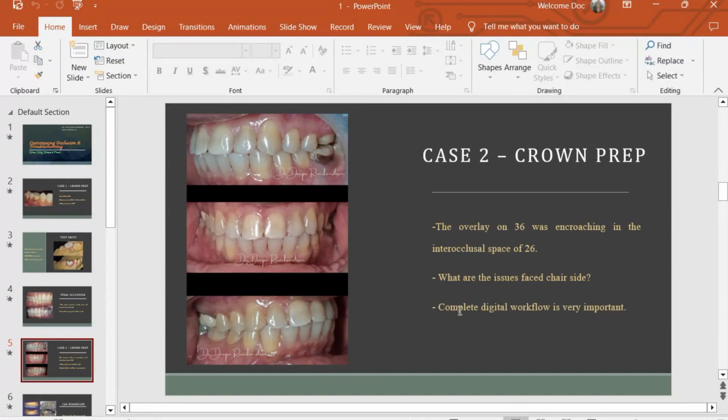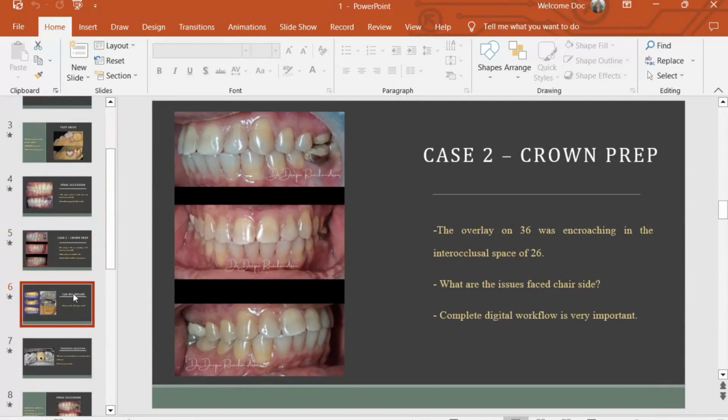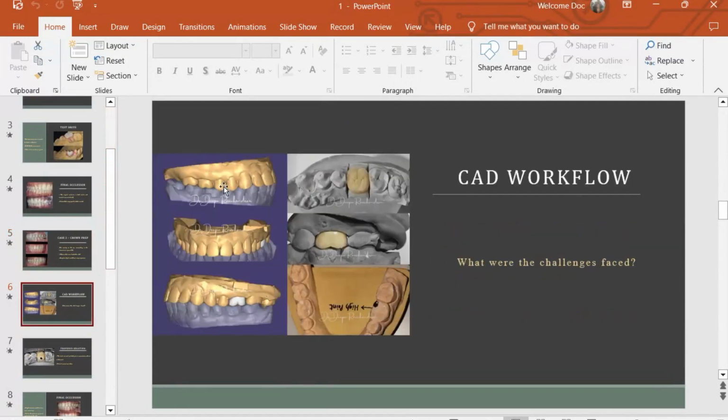Once again, a complete digital workflow is very, very important in such cases. So this is the exocad of the patient. And as I said, these kind of patients have a tendency to have a slight or a mild shift in the horizontal plane. The reason they are able to exhibit that shift is because they have a very less vertical dimension in the posteriors. And the less vertical dimension allows them to exhibit that shift in the horizontal plane, in a side to side direction.